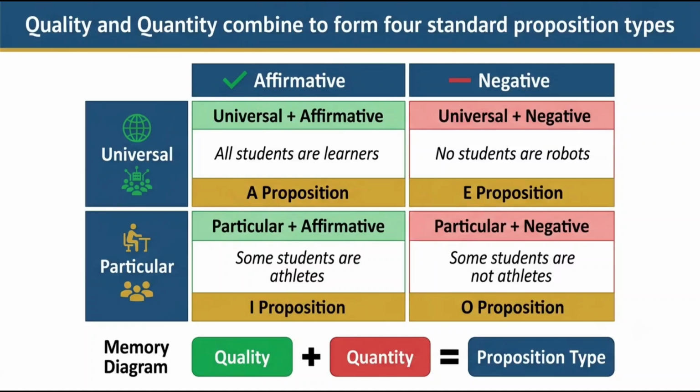For example, all students are learners is universal and affirmative. Some students are not athletes is particular and negative. Understanding both features is essential before studying different types of proposition.